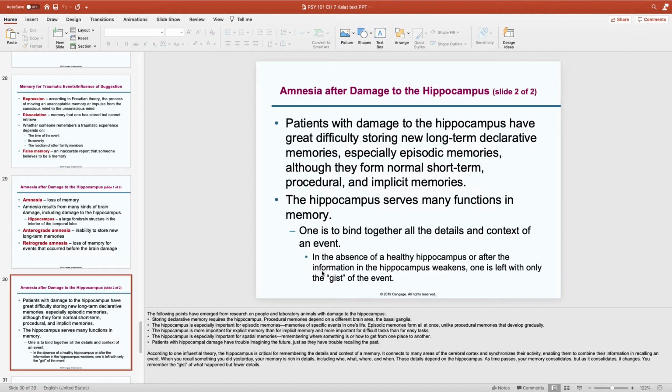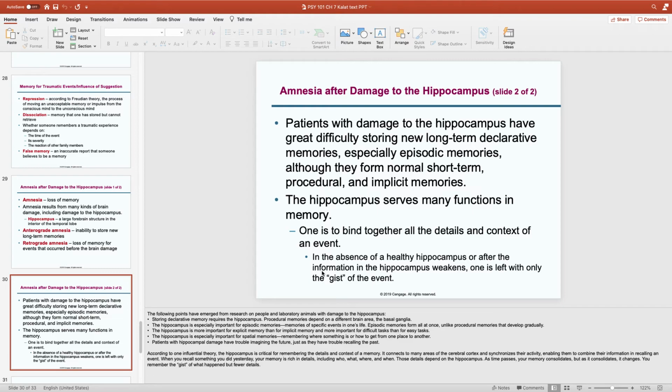Okay. Patients with damage to the hippocampus often have a number of difficulties with storing. They cannot store factual or declarative long-term memories. They have trouble with past events or episodic memories, even though they can form normal short-term memories and procedural skills, things that they know how to do, the how, and habits.